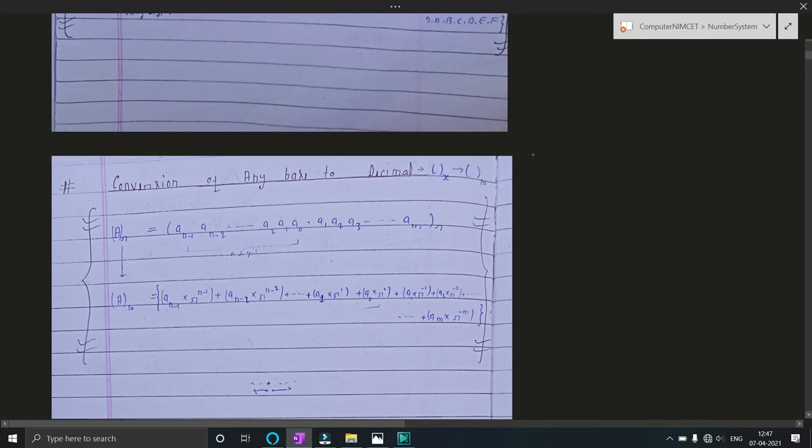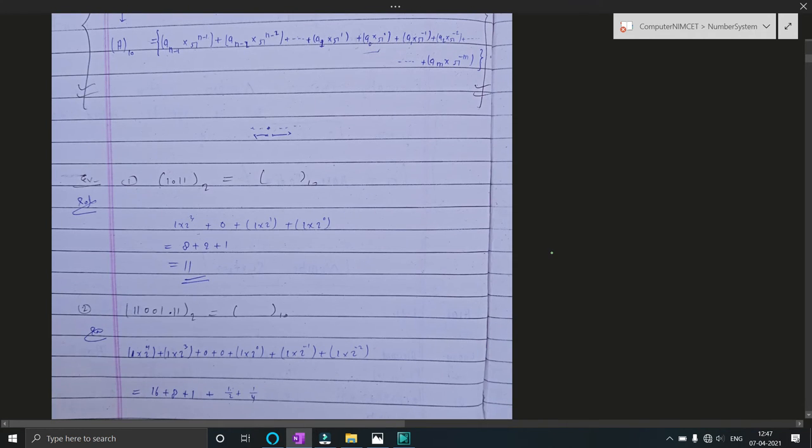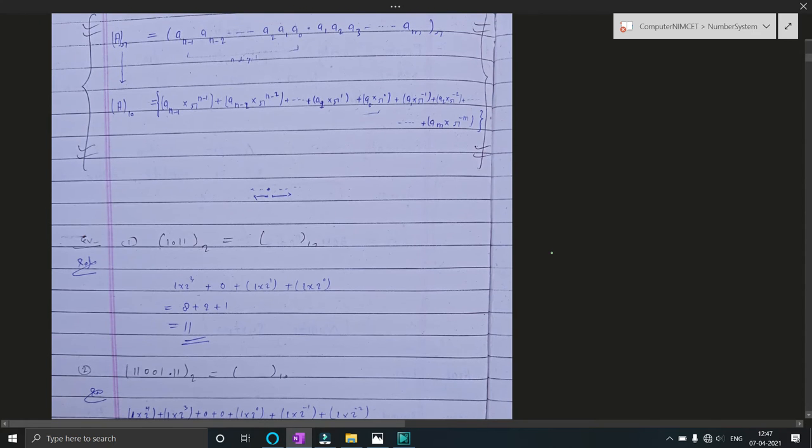Now, conversion of any base to decimal. The base may be binary, octal or hexadecimal, and we need to convert it to decimal. How will we convert it? This is the whole method, but instead of going through it directly, we'll understand the whole concept through examples.